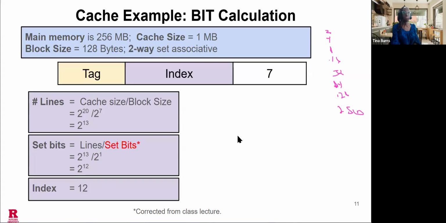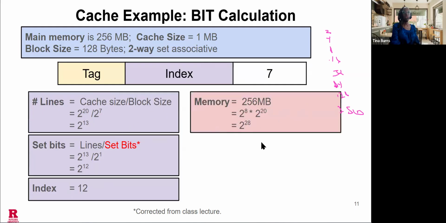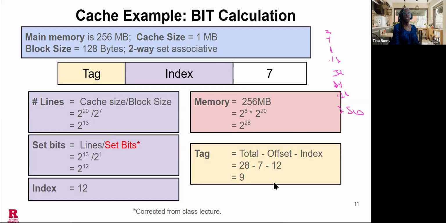All right, now moving on, my index bit then becomes 12. And of course, after that, the only thing that we have left is calculating the tag bit, which is going to be 28 minus 12 minus 7. 12 and 7 gives a value of 19. So my number of bits needed to represent the tag, or what I have left for that, is 9 bits.